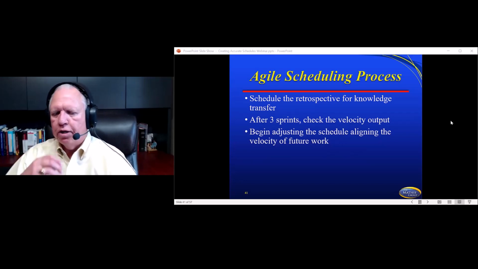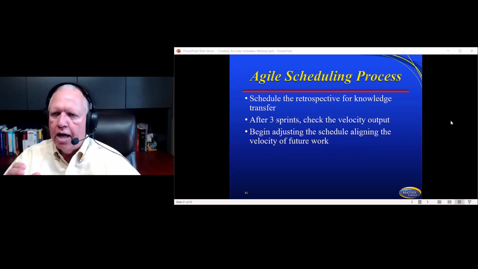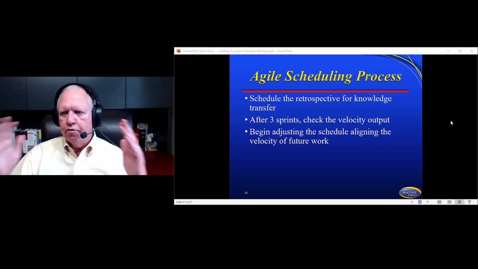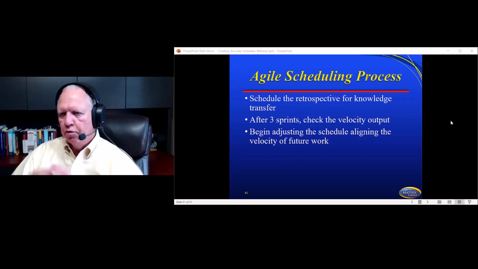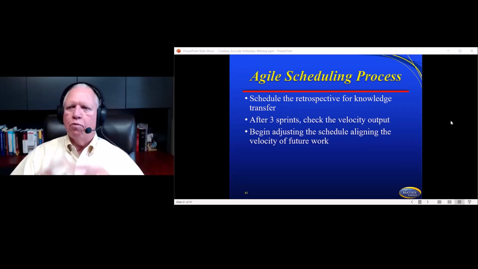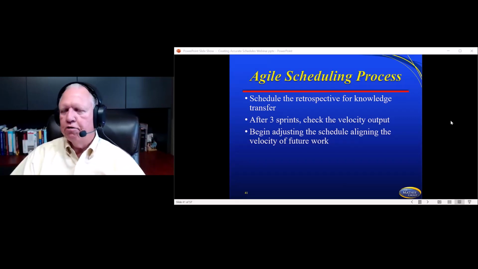And after 3 sprints, you check the velocity. Now, the velocity, if you're not familiar with that term, is an average. How many features or how many story points did we do in three sprints? The reason for this is that a lot of times when you're talking to someone about Agile or Sprint, they say, well, we can't give you a deadline. We're doing Agile. Well, that's silly. No manager is going to put up with that.